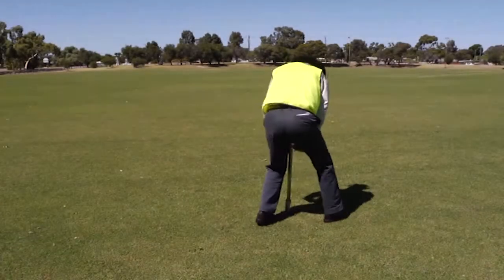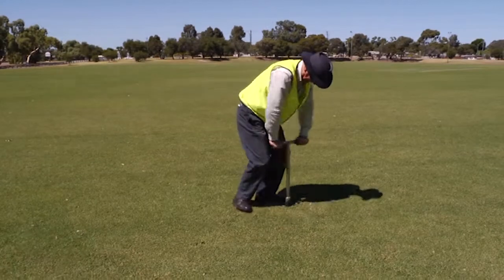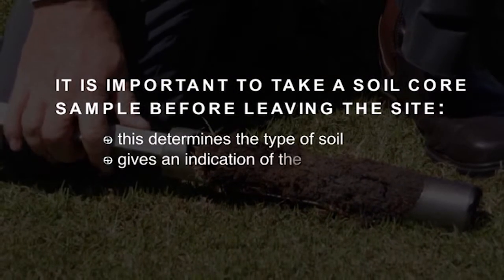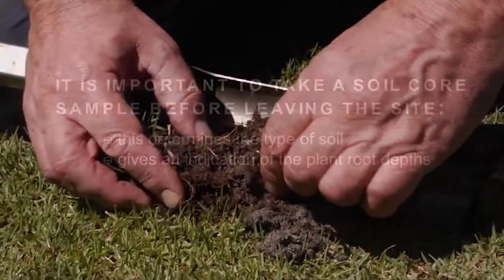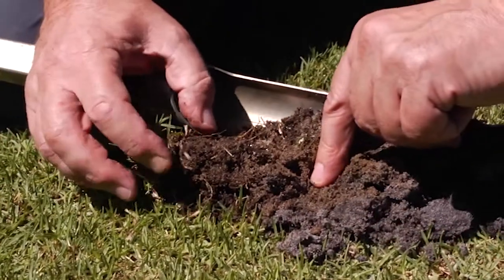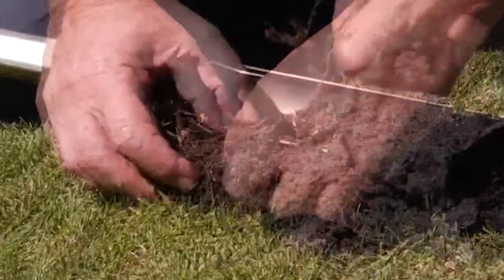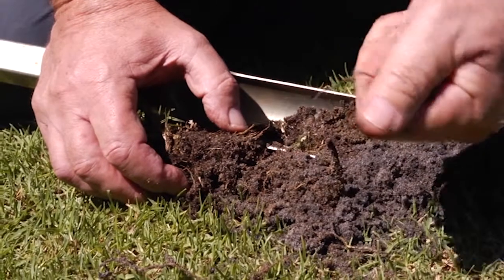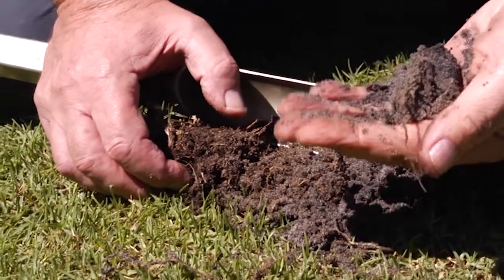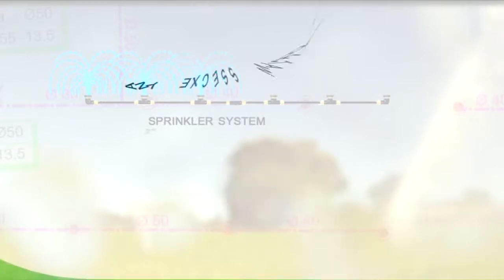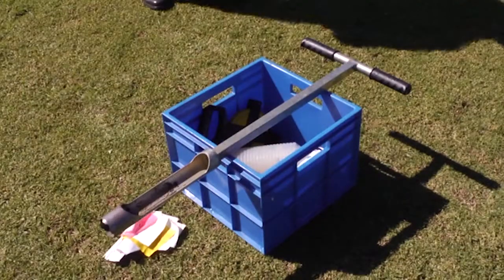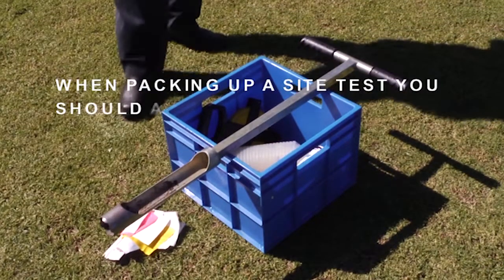The last thing to do before leaving the site is to take a soil core sample. This is done to get a feel for the soil type and also to get an indication of the plant root depths. There are two key factors in determining the frequency of irrigation cycles. They are the water holding capacity of the soil type and the effective root depth of the plants. Any excess water applied by the sprinklers passes down through the root zone into the deeper soil profiles and is wasted.